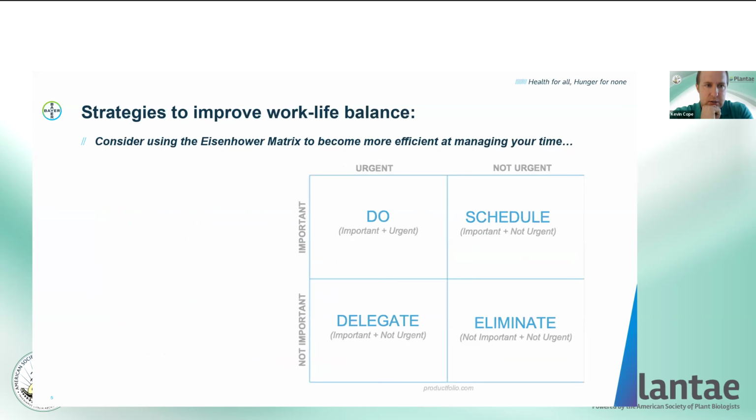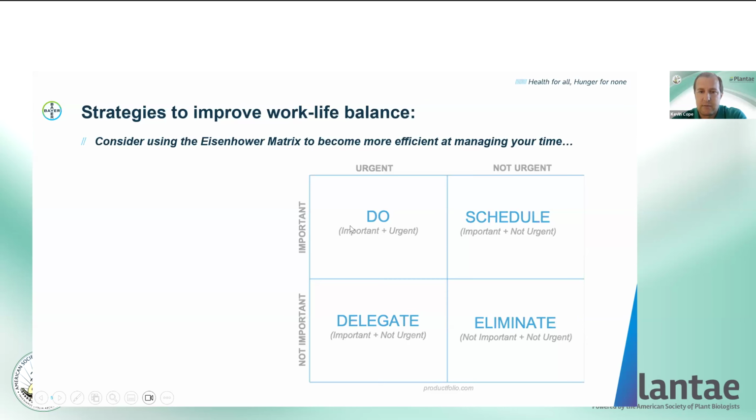And so the last slide I'll share is strategies to improve your work-life balance. This is a matrix that I came across called the Eisenhower matrix that can help you be more efficient in managing your time. There are lots of things we encounter in life that are urgent and things that are not urgent. We also encounter things that are important and other things that are not important. And where these intersect determines how much priority we should give to them. So if something is urgent and important, we should do it right now.